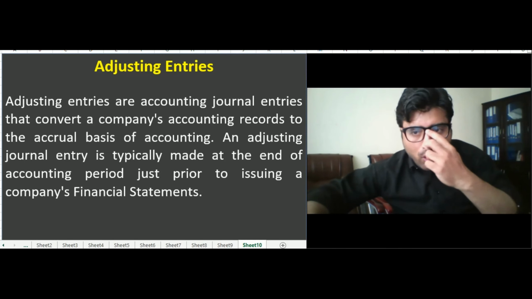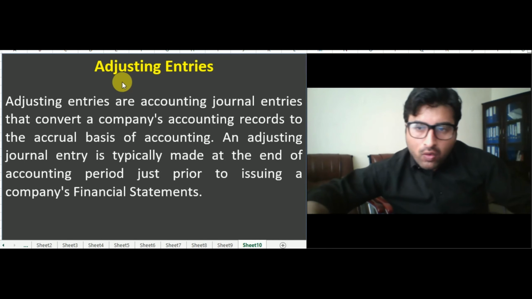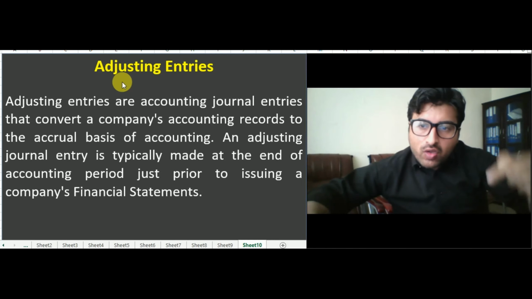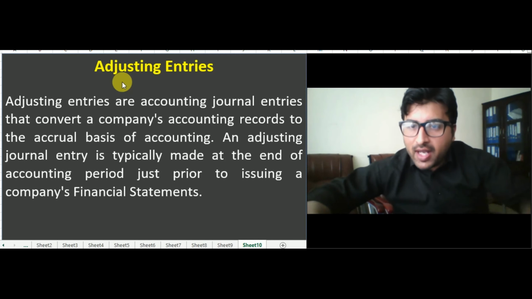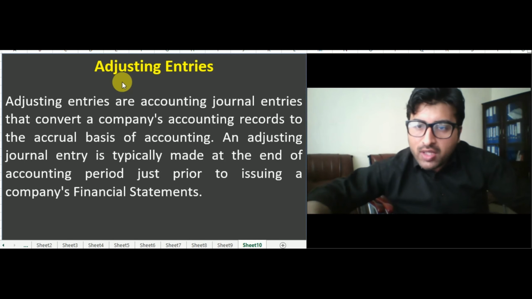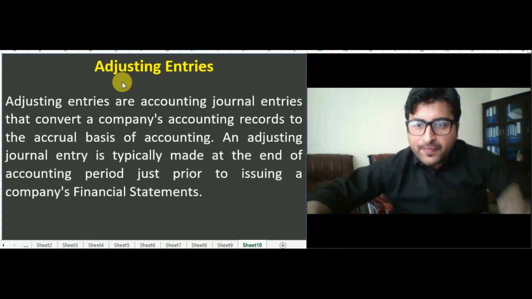Today our topic of discussion is adjusting entries. Before we talk in detail about adjusting entries, anybody joining us in this lecture must know some basics of financial accounting, like the accounting equation and the rules of debit and credit, and also the general journal entries. Why? Because this topic is a little bit advanced and is not for beginners.